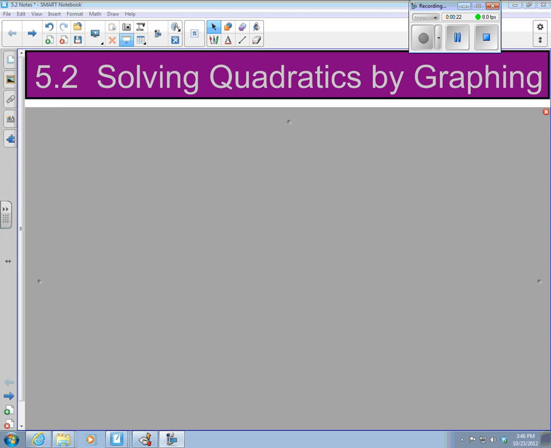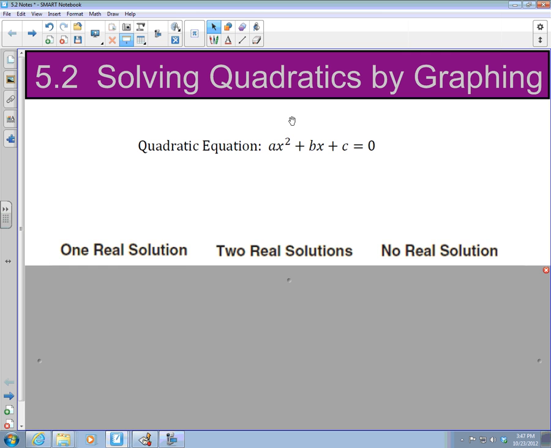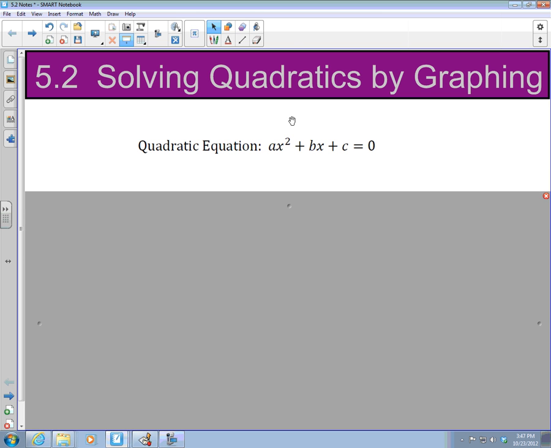So section 5.2, solving quadratics by graphing. This is a quadratic equation. Basically, the big change is that instead of having an f of x or a y here, we've got 0. So basically y equals 0. Now what we're going to do when we're graphing these is make sure everything is equal to 0 like this, and then plug the y back in.